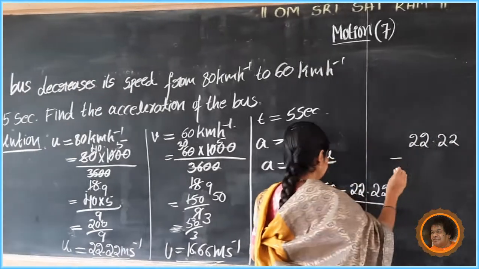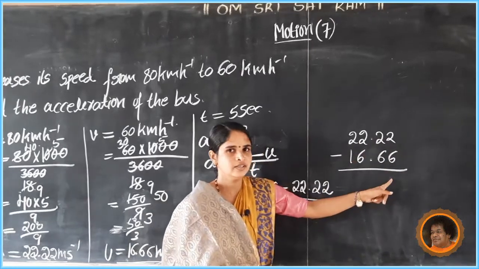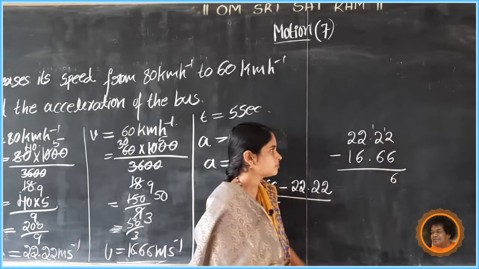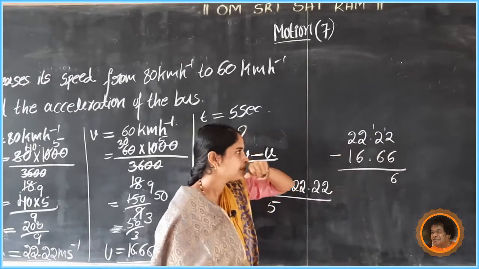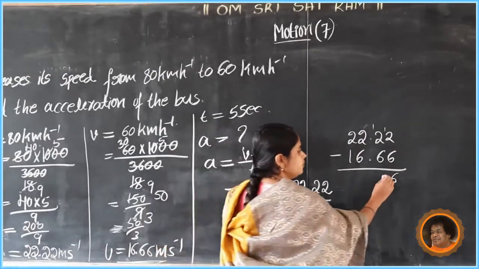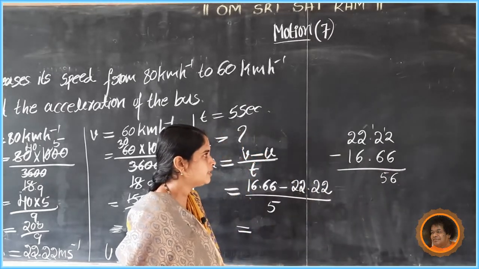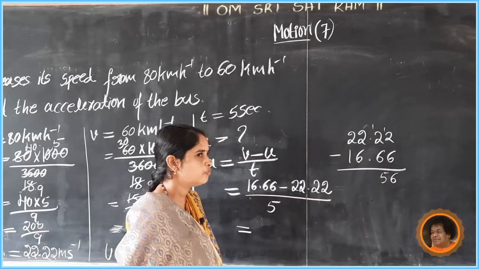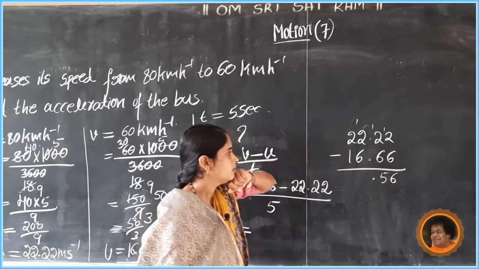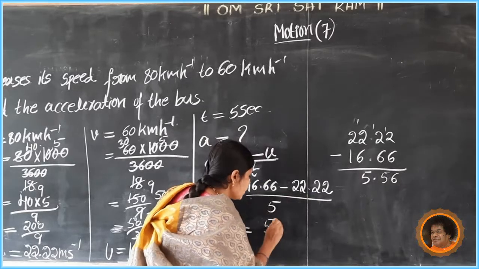Equals here 22.22 minus 16.66. Here 2 minus 6, then here 12 minus 6 equals 6. Again here only 1, then here 11 minus 6 equals 5. 11 minus 6 equals 5. Point. Here 1 remains. Then again 11 minus 6 equals 5. So here the value is 5.56.